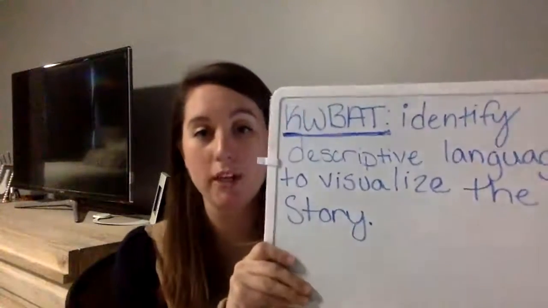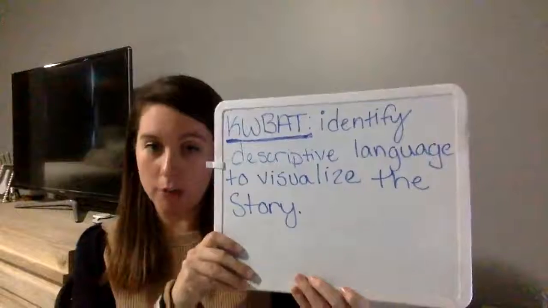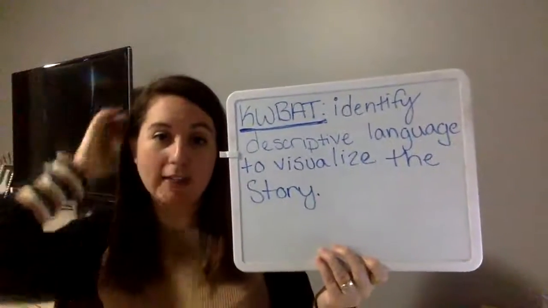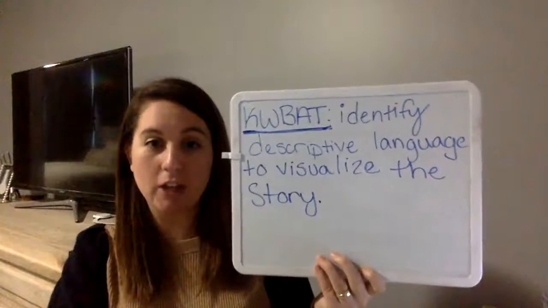One thing I want us to be working on today for our objective is Kipsters will be able to identify descriptive language and visualize the story. So descriptive language is used to describe a person, place, or thing in a way that you can visualize or picture the story happening in your head.